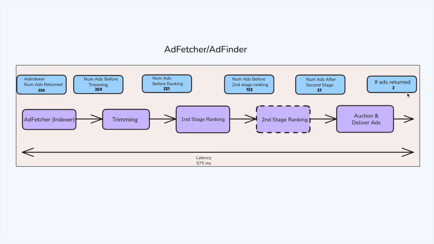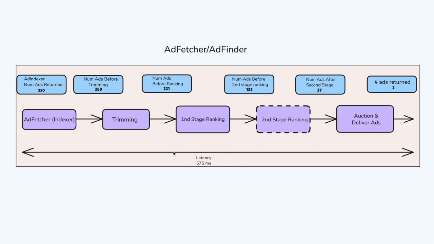In some cases, there is also a post-processing step. This can include calibrating scores, applying business rules, enforcing frequency caps, or making final adjustments before showing the ads. All of this happens within a strict latency budget of around 575 milliseconds.